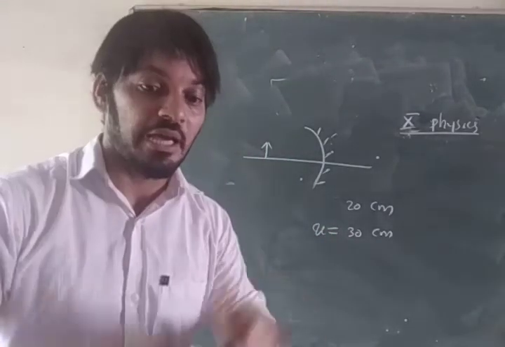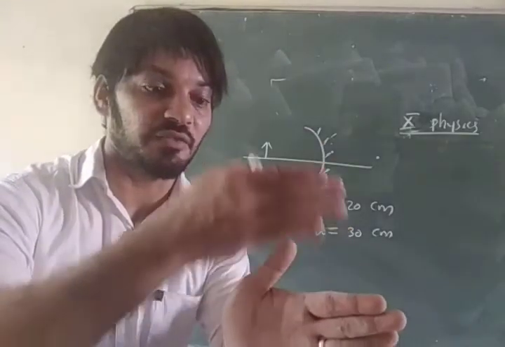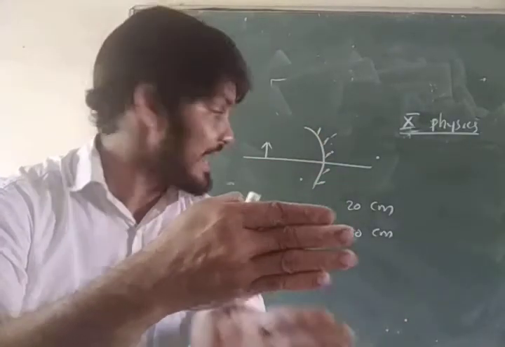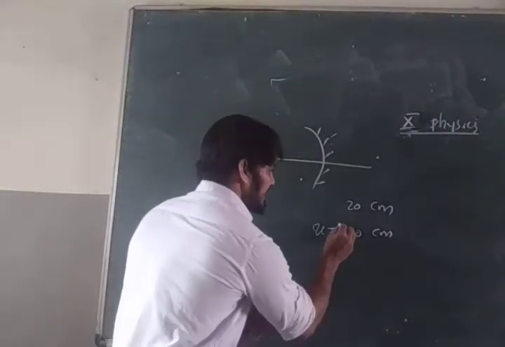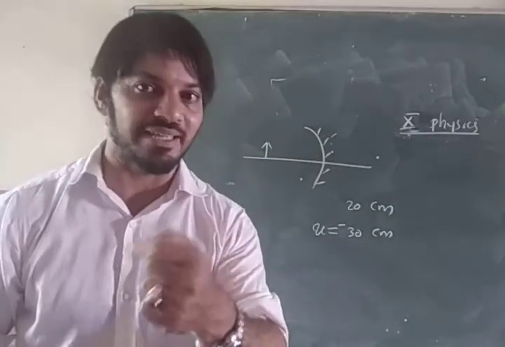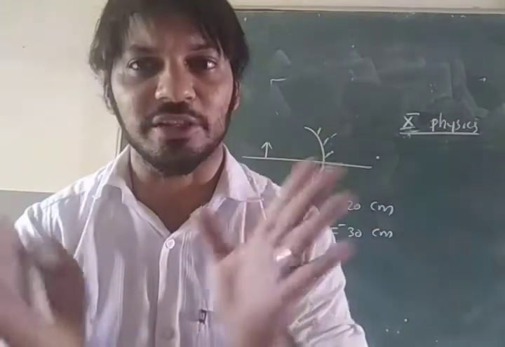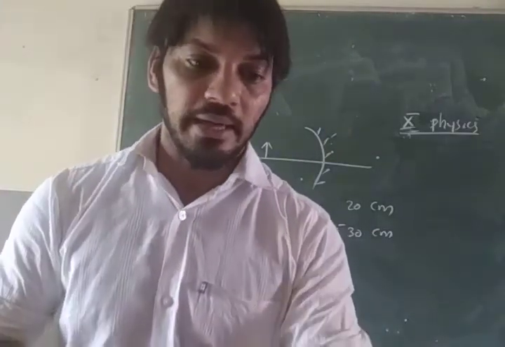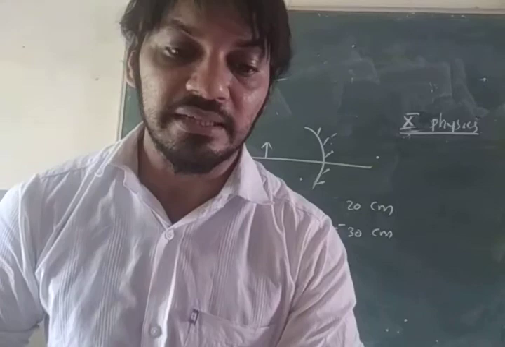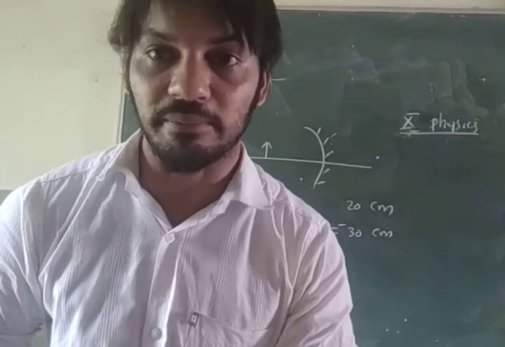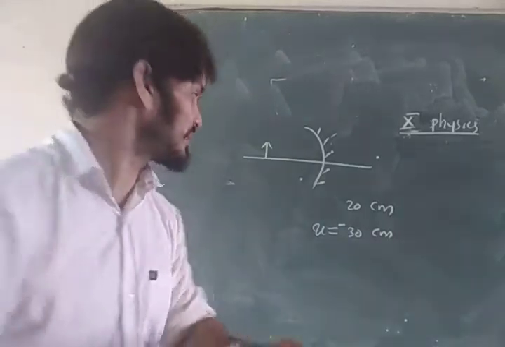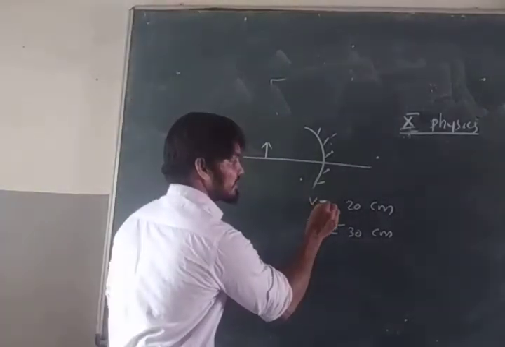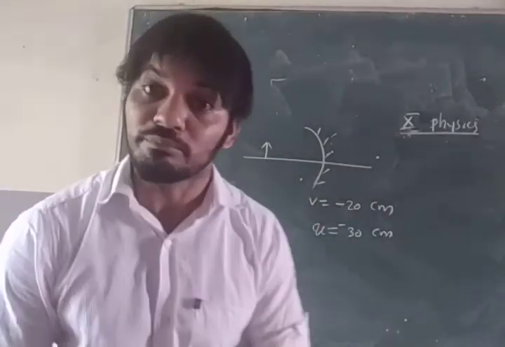Understood? An object is placed in front of the concave mirror at a distance of 30 centimeters. Here it is minus 30, I told you it is always negative. An image is obtained on the screen at a distance of 20 centimeters from the mirror. The image is formed at 20 centimeters, and this is also negative, from the mirror.